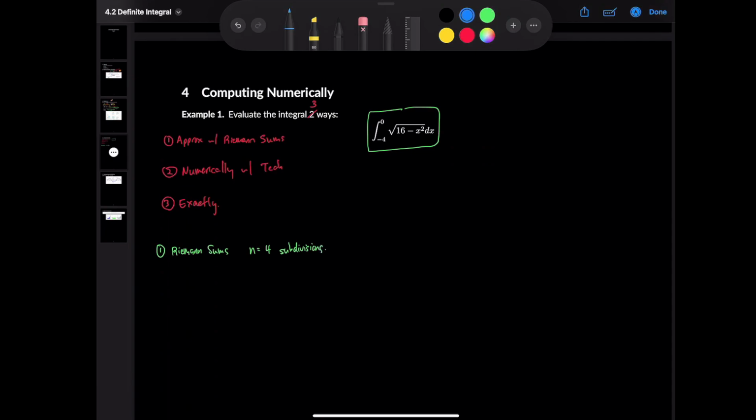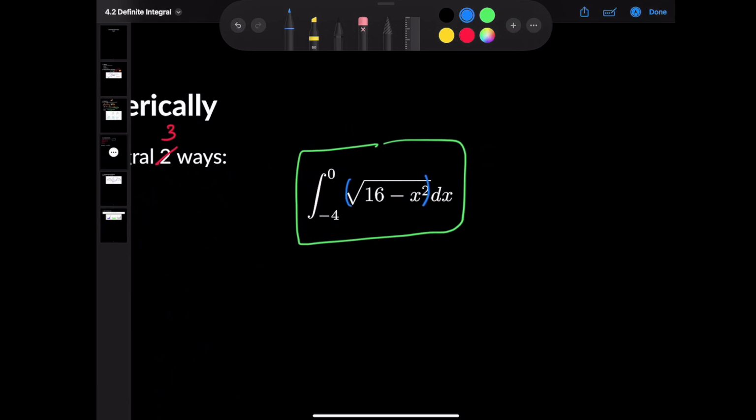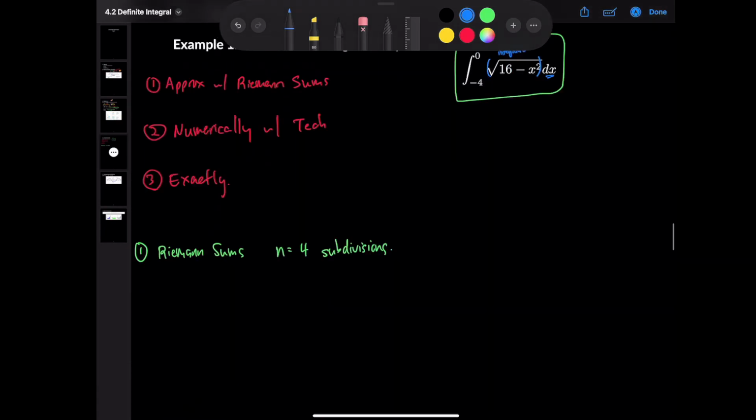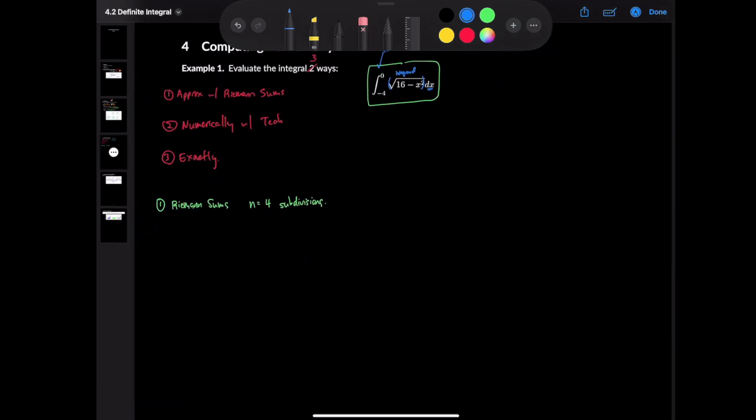All right, so again, looking at this function, this is my integrand. Here are my limits of integration, upper and lower, and this is the variable that I'm integrating with respect to. So what does this mean from a Riemann sums perspective? Well, actually, let me draw a better set of axes because of where we're at. So we're starting at -4 and going to 0. So on my axes, I'm going to start at -4 and head on into 0. And so what does this look like graphically?